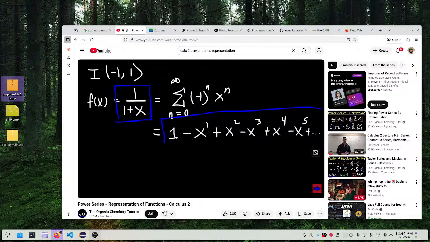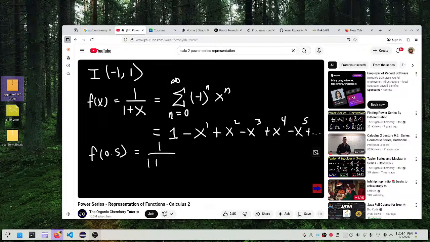So let's calculate the value of f of 0.5. If you plug into your calculator 1 over 1 plus 0.5, or 1 divided by 1.5, you should get 2 over 3, which is 0.6 repeated. So I'm going to round that as 0.667.